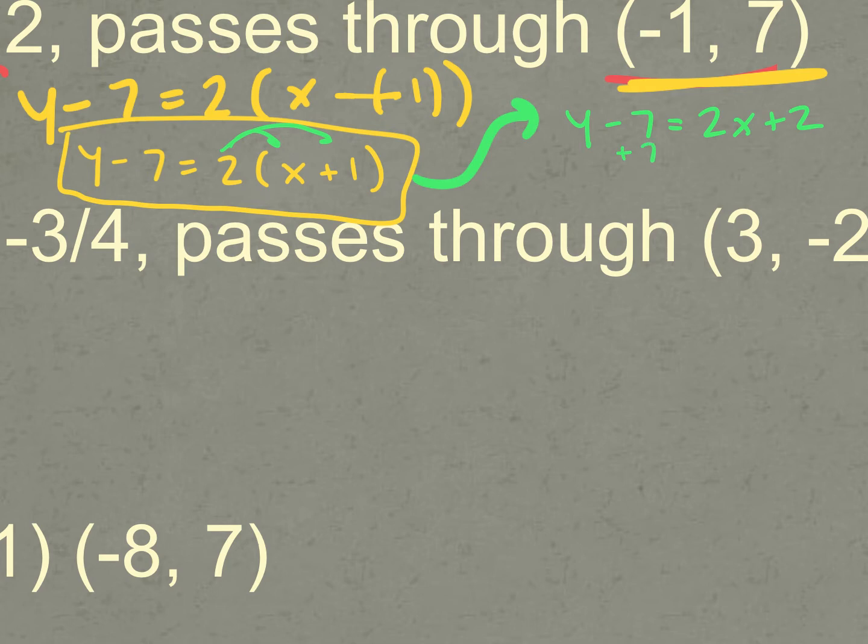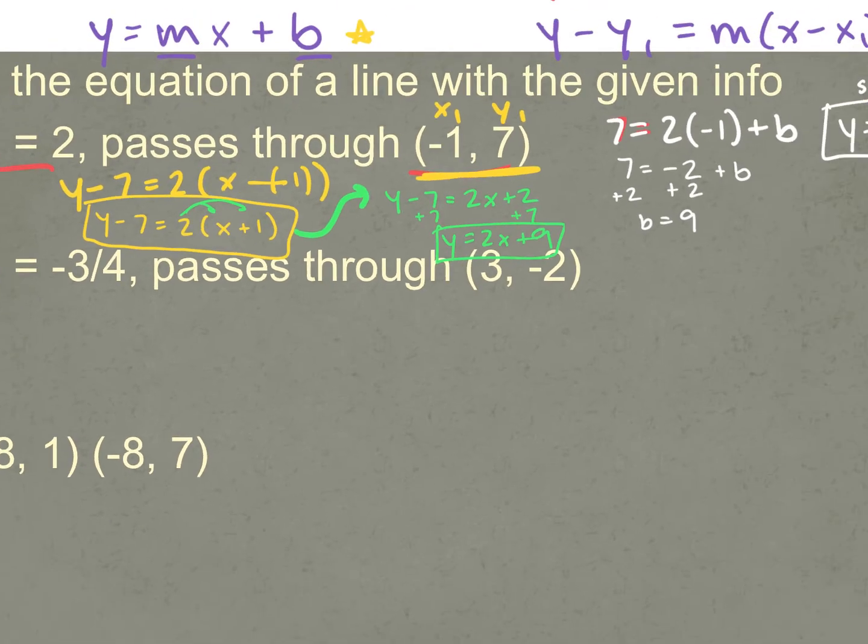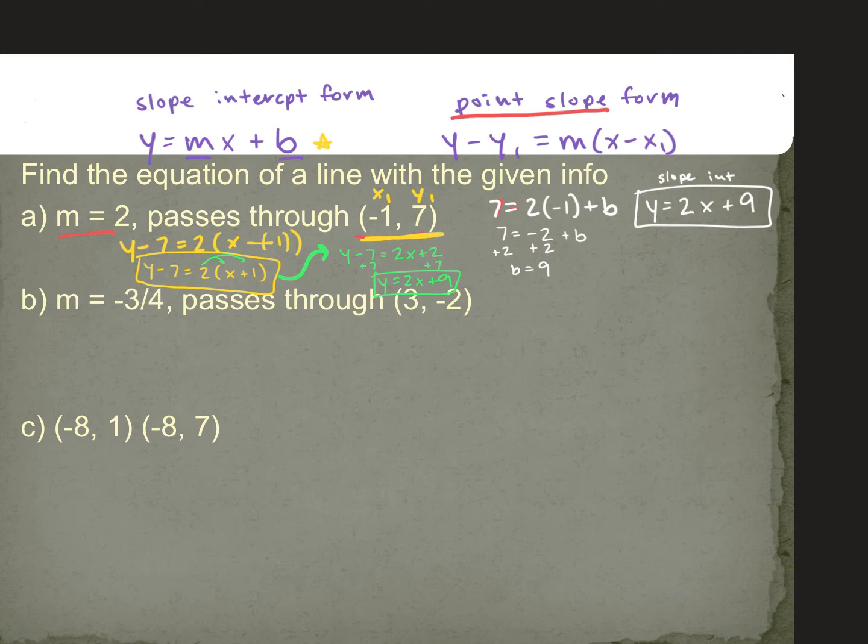And then add 7 to the other side. So y is equal to 2x plus 9. Awesome. Either way works. These are both slope-intercept form. Just two different methods of finding it.